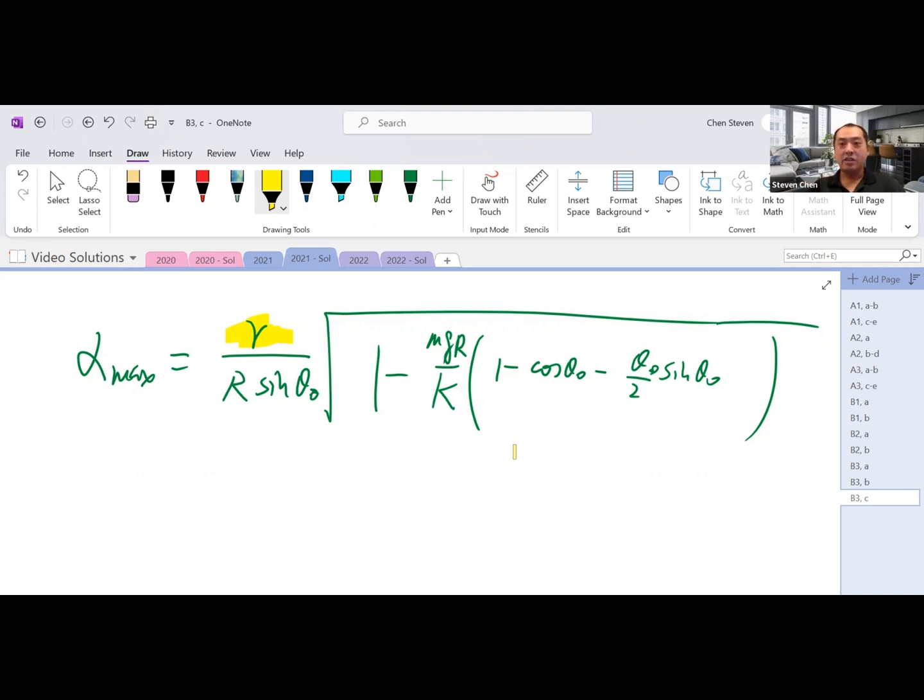Therefore, to satisfy this condition, this problem was designed in a way that we have to put a cylinder on the sphere. Otherwise, there's no way for us to get a conservation of the z-component angular momentum. Or we could just get this trivial result, right? That alpha is 0.